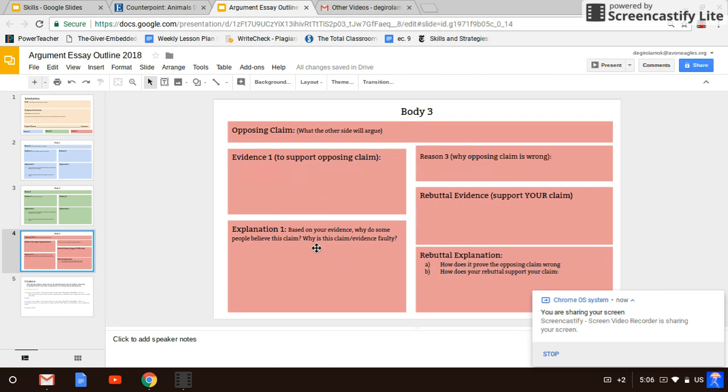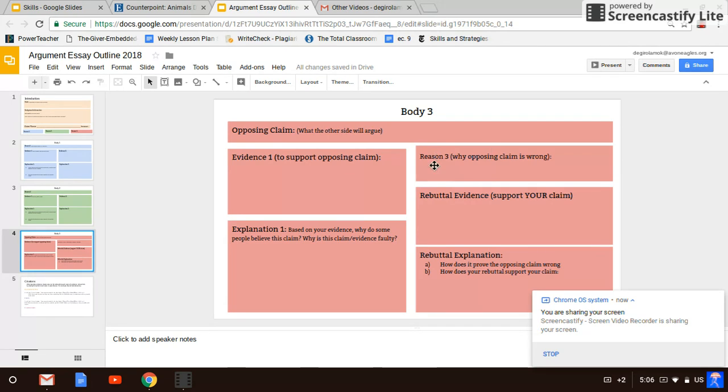Then you're going to start transitioning to talk about, why is this claim and evidence faulty? So whatever evidence you have here, poke holes in it. Why would this be a problem? Why could this maybe not be true? Why do we need to prove this wrong, begin to prove it wrong? Then you'll state your reason 3. So some people believe this. This is evidence to prove why they believe this, but this is why it's wrong.